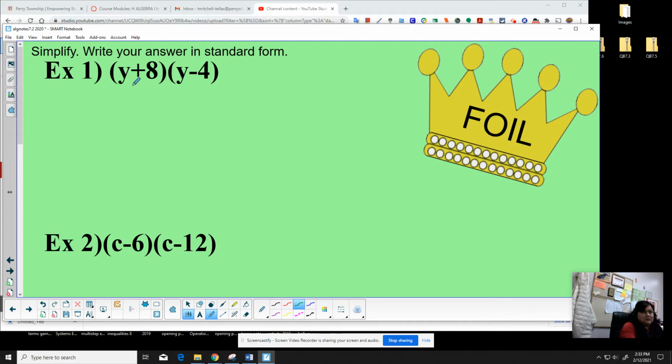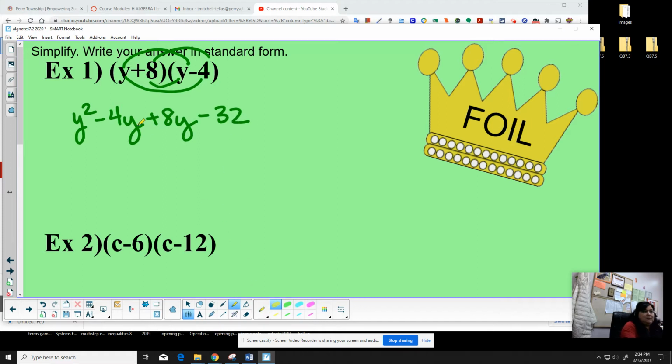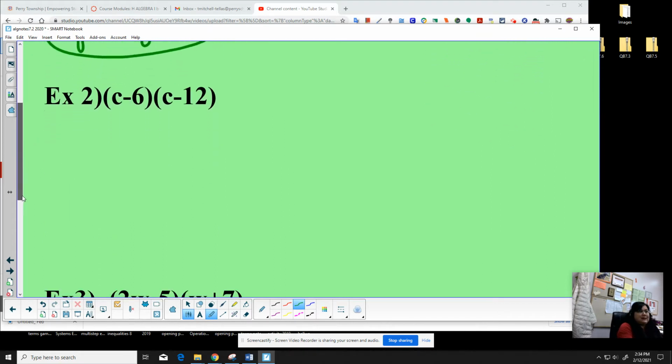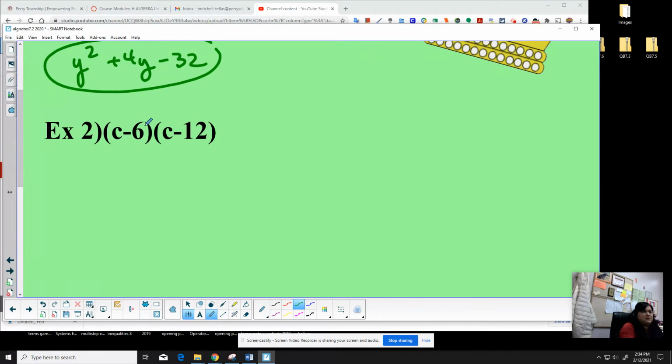So first, y times y is y squared. And then outside, y times negative 4 is negative 4y. Inside, 8 times y is positive 8y. And then last would be 8 times negative 4, which is negative 32. And then I'm combining my two middle terms because they're like. So my final answer is y squared plus 4y minus 32. Okay, so it's the same method again and again and again. Why don't you press pause and try number 2? And then I'll do it too to make sure. Okay, make sure you show your steps.